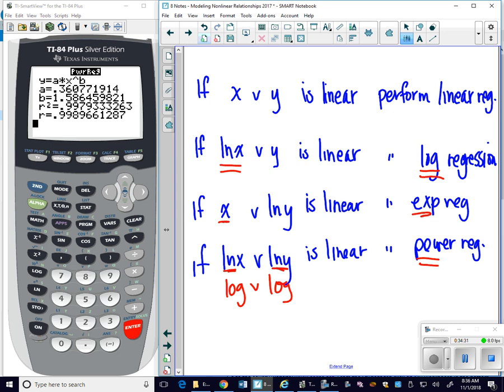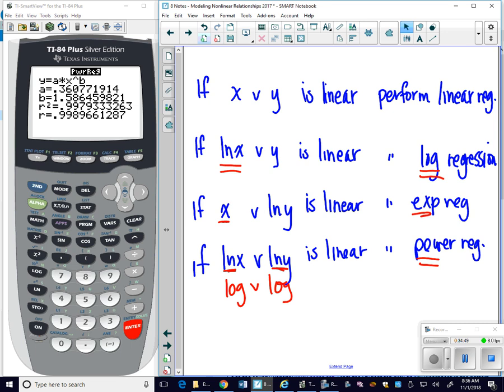And so basically what that means is I can perform linear regression on the transformed data, or power or exponential or log regression on the original data. I know that's a little confusing. I just need you to sort of bear with me for a little bit.